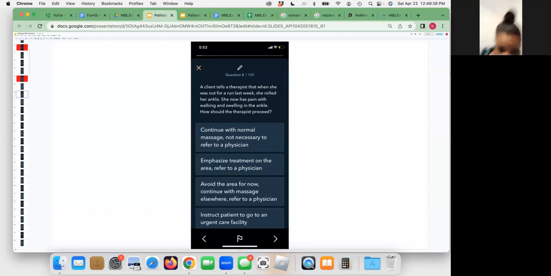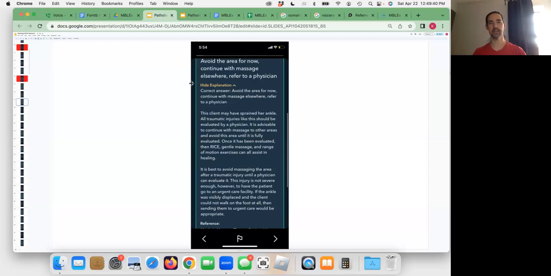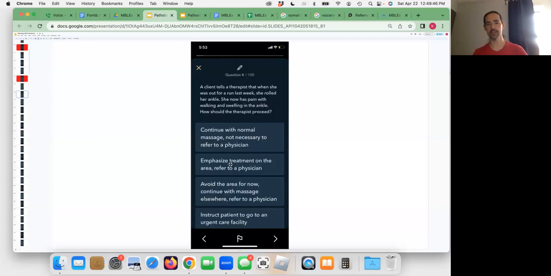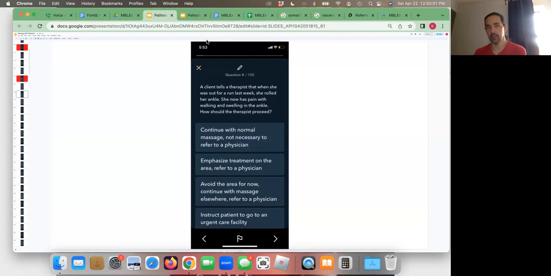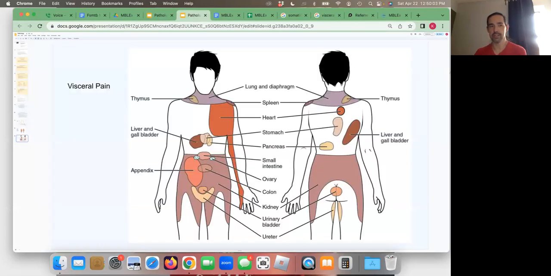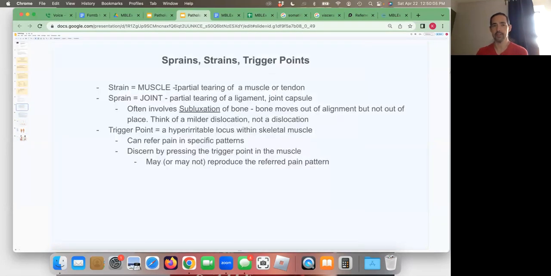See? Okay, emphasize, yeah, the answer is avoid the area for now, continue with massage elsewhere, and refer to a physician. So emphasize treatment on the area, and that is the opposite of what we should be doing. The reason rolling your ankle or a sprain is a local contraindication is because there may be tearing. Remember that with sprains and strains, there's often some kind of tearing.